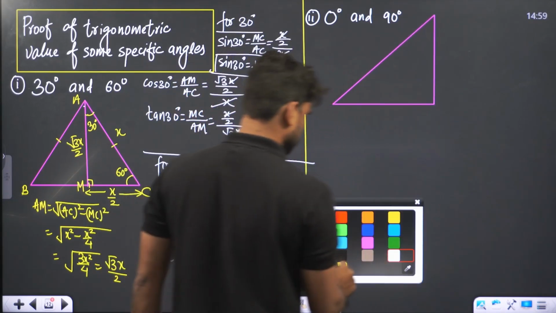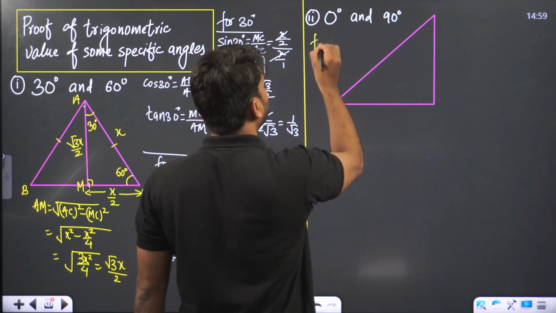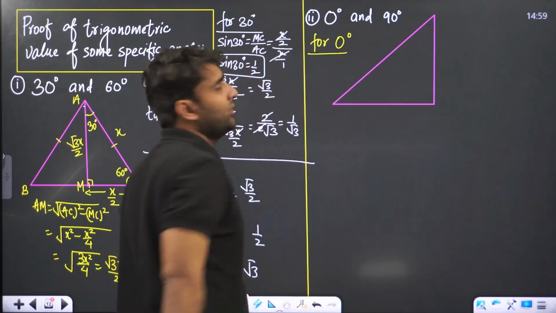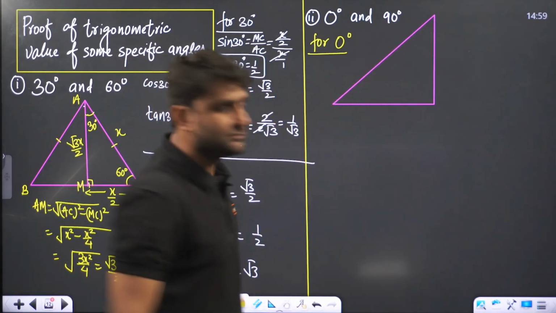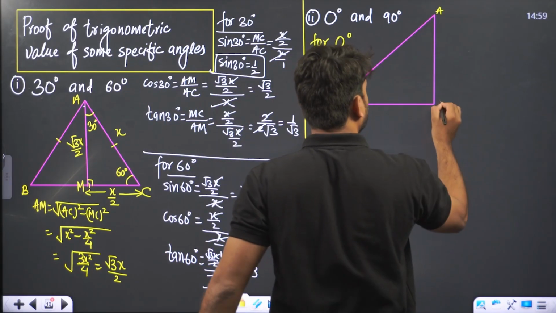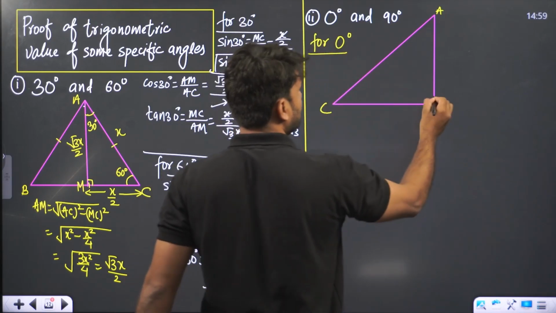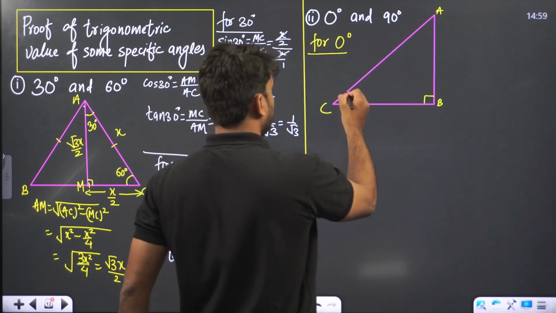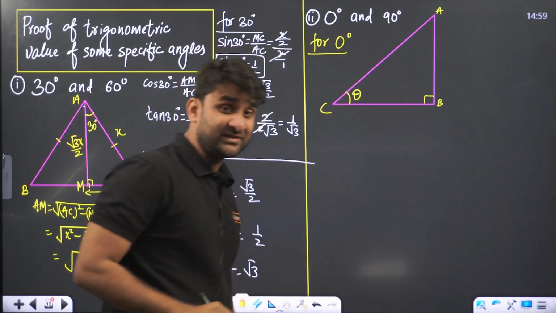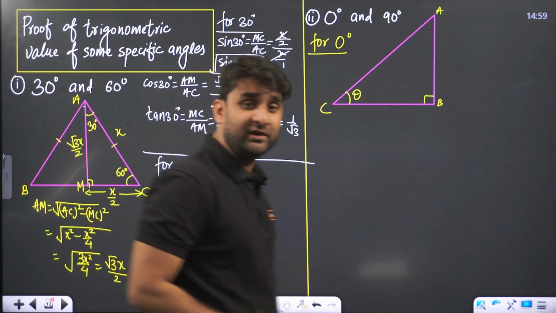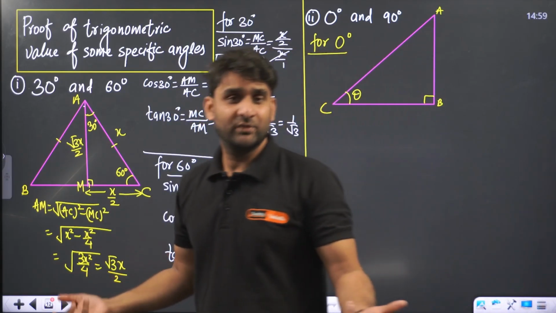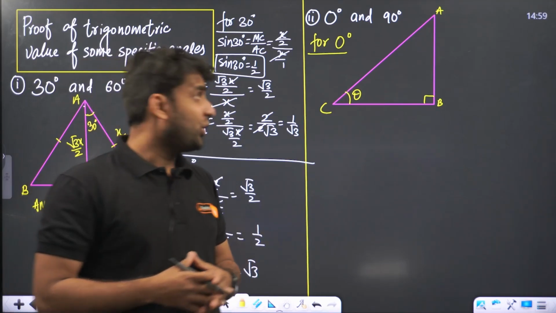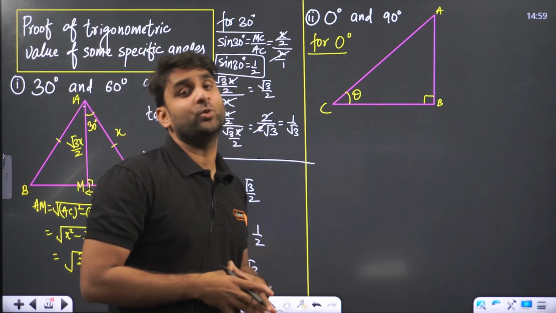I'm dealing with first, let's talk about 0 degree. For 0 degree, so we have a right angle triangle A, B, and this is C. Okay, and this is angle theta here. I don't know what this angle is. 10 degree, 25 degree, 60 degree, it can be anything. I'm not sure, but I want to make this theta 0. So how can we make this angle 0?